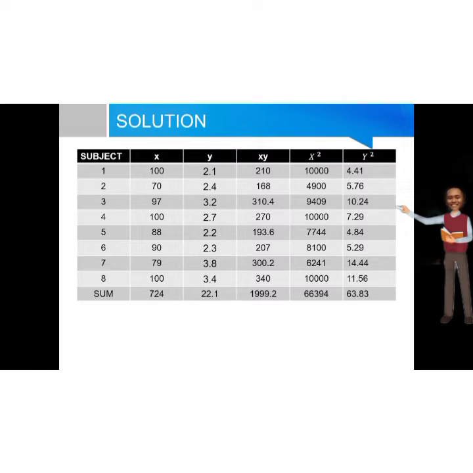2.4 is equals to 5.76. 3.2 square is equals to 10.24. 2.7 square is equal to 7.29. 2.2 square is equals to 4.84. 2.3 square is equals to 5.28. 3.8 square is equals to 14.44. 3.4 square is equals to 56, and the sum is 63.83.